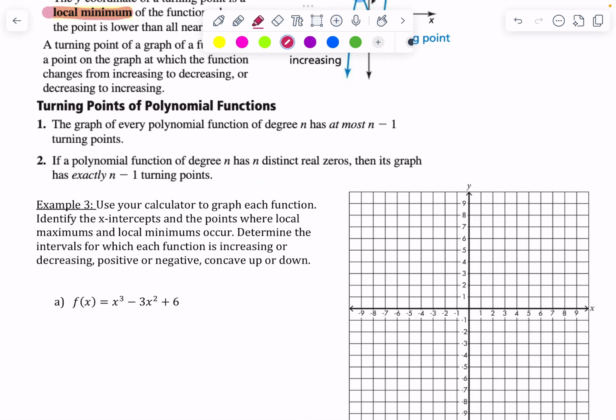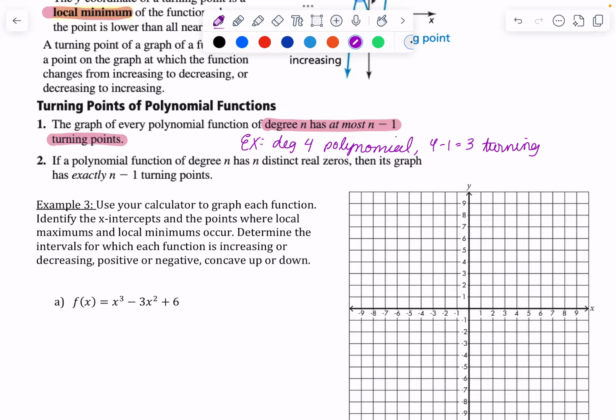One important thing to know is that if you know the degree of a polynomial, let's say I have a degree 4 polynomial, then I know that there will be 4 minus 1, or 3 turning points, local maxes or mins. So you just always subtract 1 from the degree.